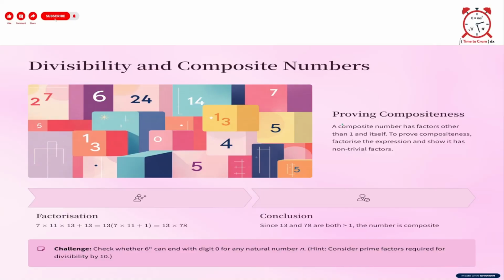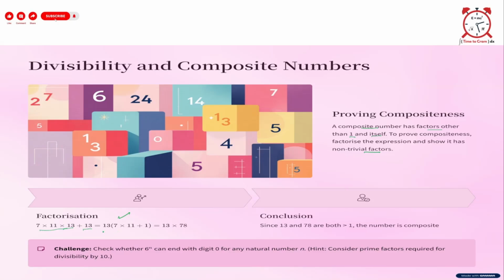Now divisibility and composite numbers. Proving compositeness. How are numbers composite, how are numbers prime? A composite number has factors other than 1 and itself, that we know. To prove compositeness, factorize the expression and show it has non-trivial factors. So this sum is from the textbook. Factorization: 7 multiplied by 11 multiplied by 13, this is the one term, plus 13. We have to show here that it is a composite number.